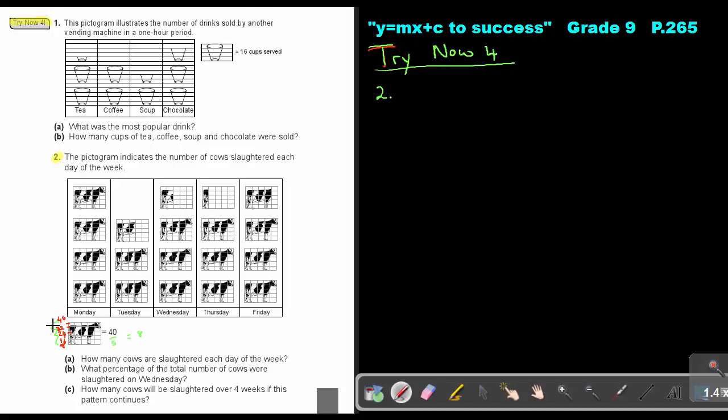So how many cows are slaughtered each day of the week? Now let's start counting. Remember, a full one is 40, so it's actually 40, 40, 40, 40. So if I start with Monday, it's going to be 40 times 4, which will give me 160 cows. Then I will go on to Tuesday.